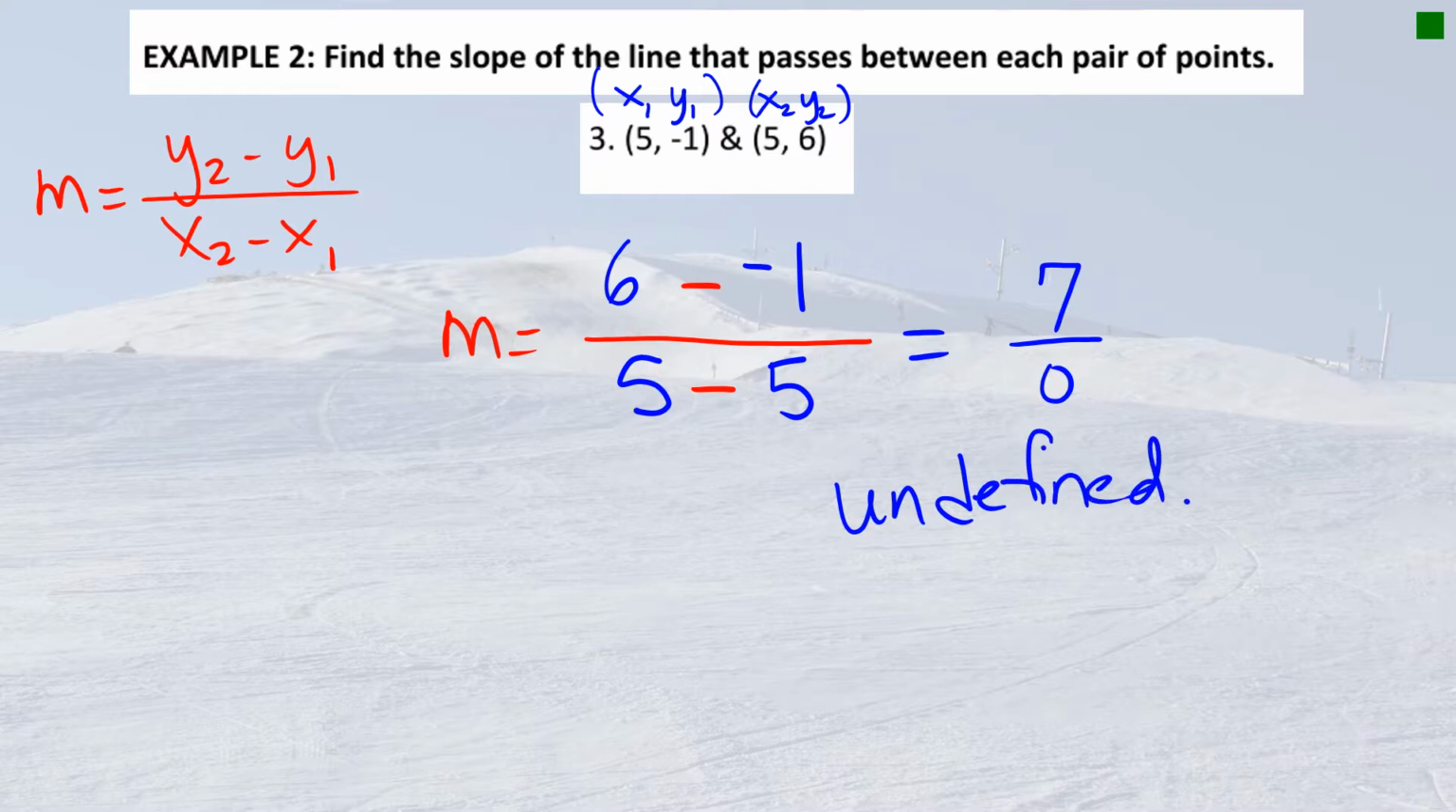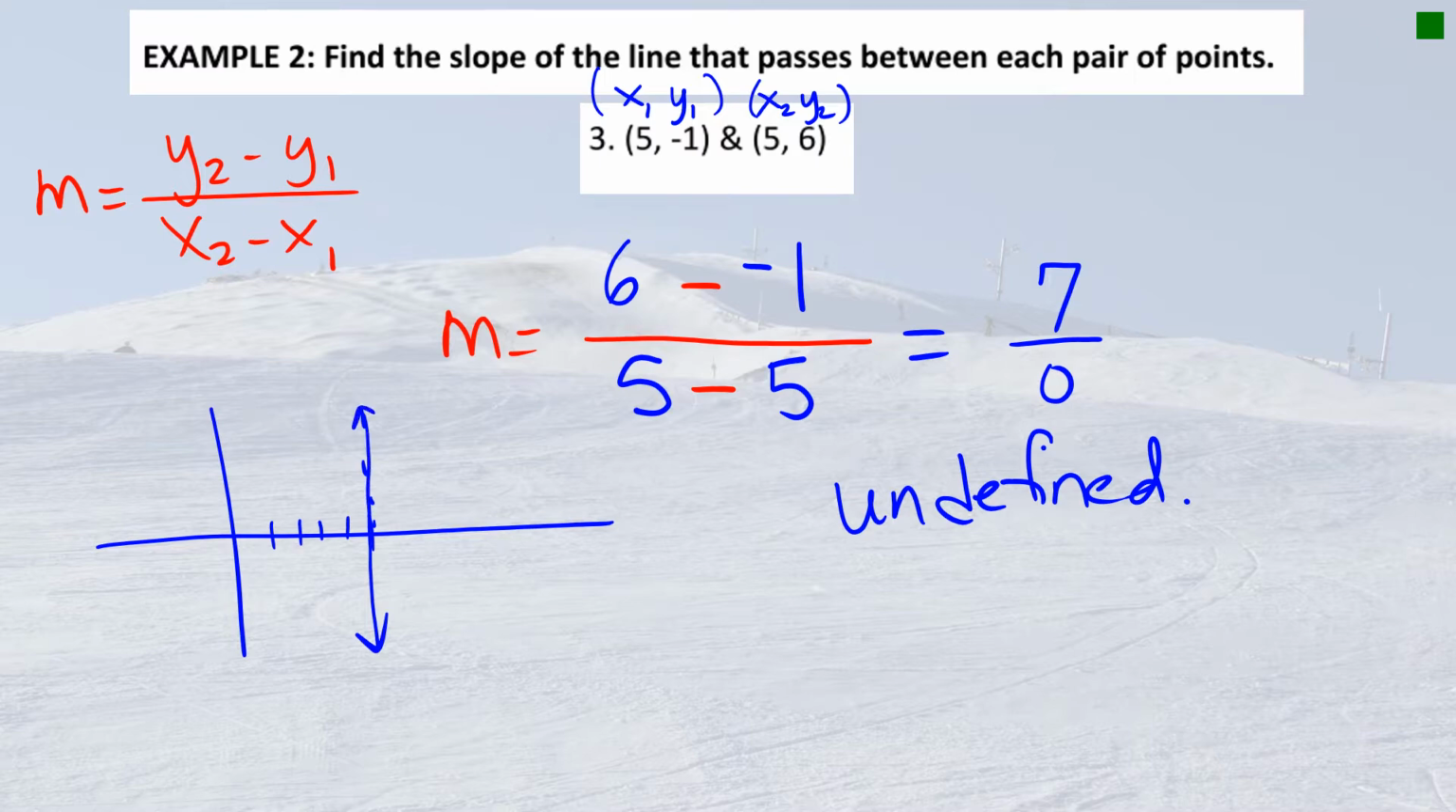And what that means is if you look up here, the x values are both 5. So that means I have a line that looks like this. So this line is called x equals 5 because the slope is undefined.